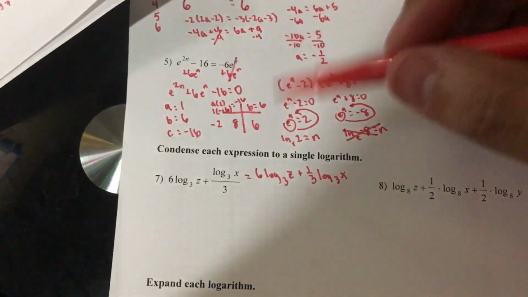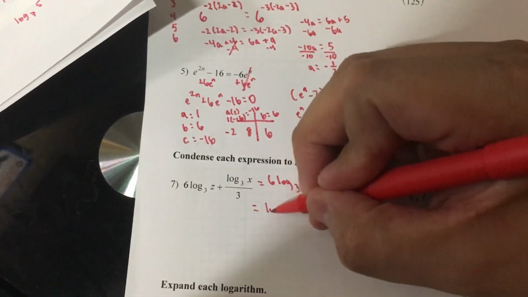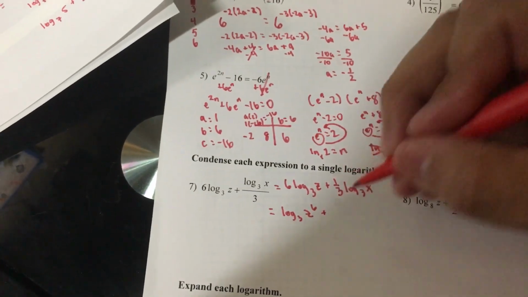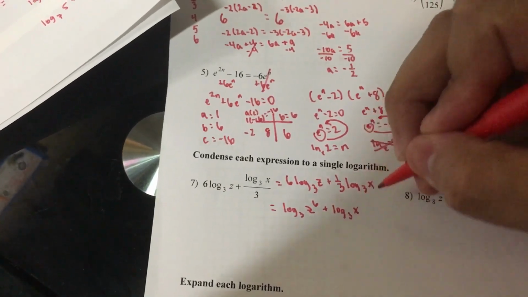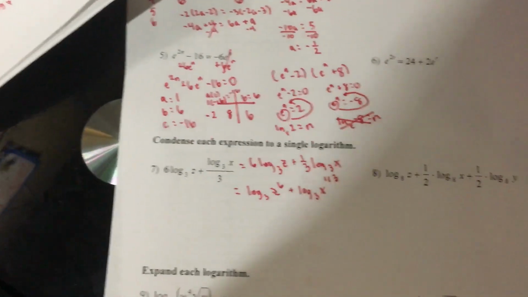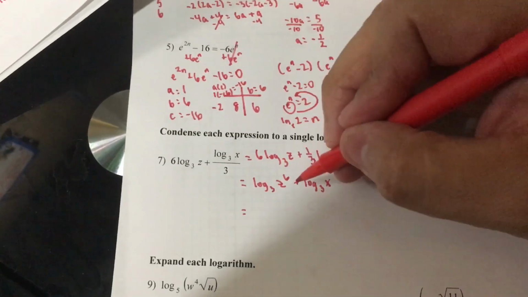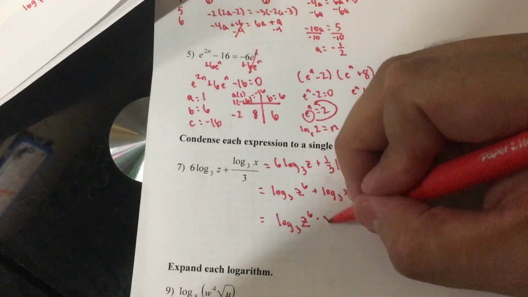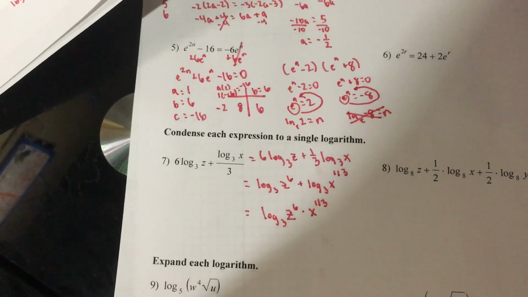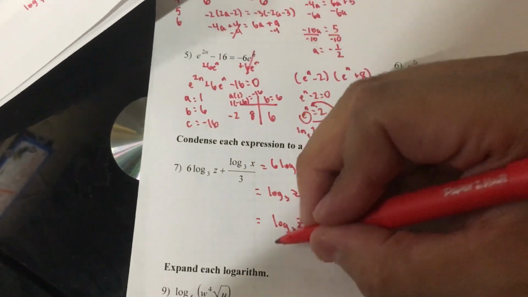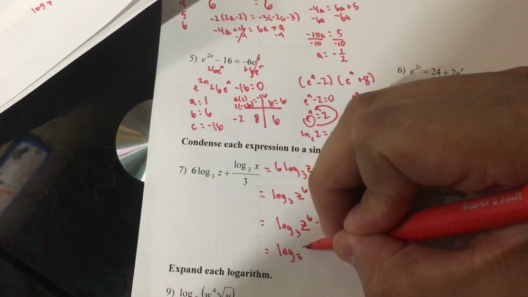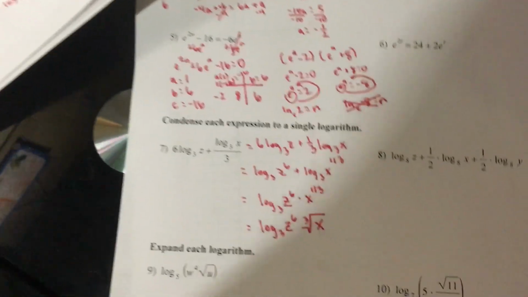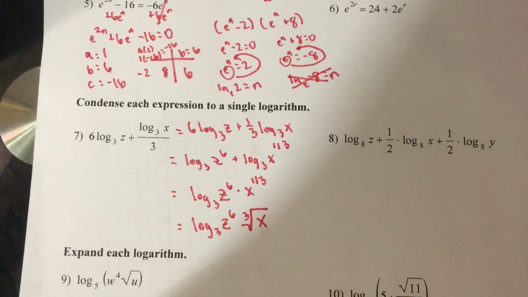So if I'm going to condense it, guys, first thing I want to do is put these numbers in as exponents. So this is log base 3 of z to the 6th power plus log base 3 of x to the 1/3 power. Plus sign in between, so log base 3 of z to the 6 times x to the 1/3, which I don't want to write this way, so this would be the same as saying log base 3 of z to the 6th power times the cubed root of x. Just like that.